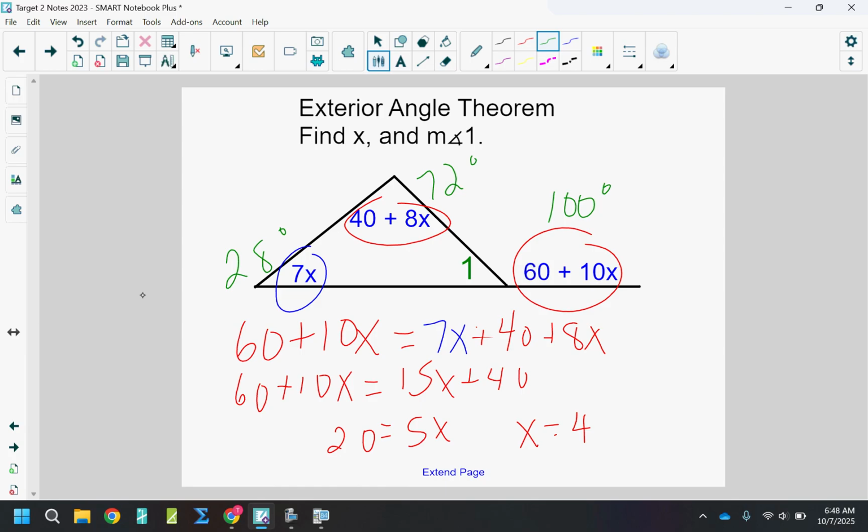Okay, and that's all we've got for target 2. So when we get our daily summaries, I would write down the interior angle theorem and the exterior angle theorem.